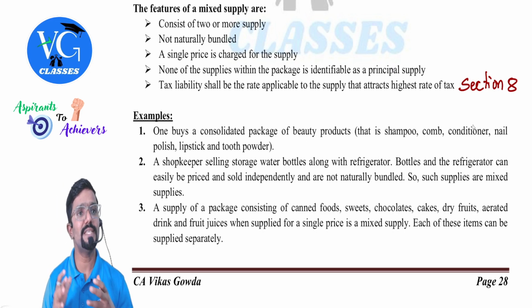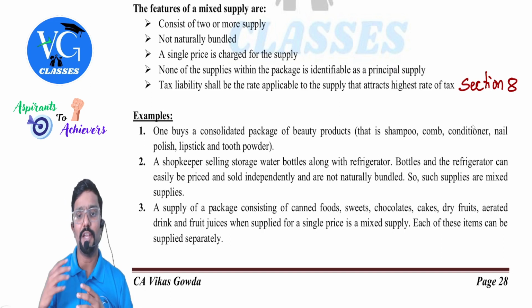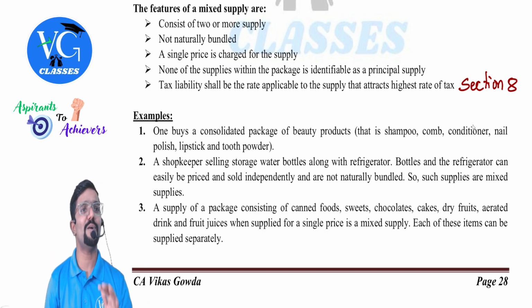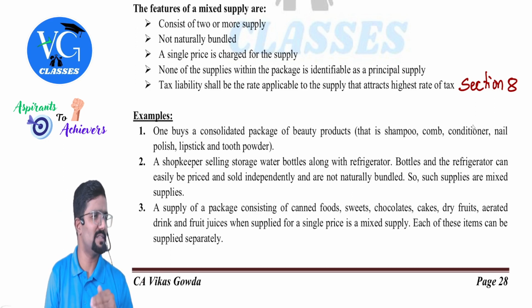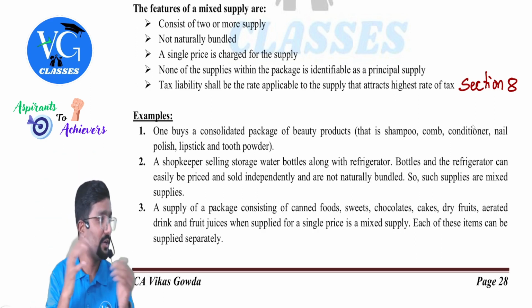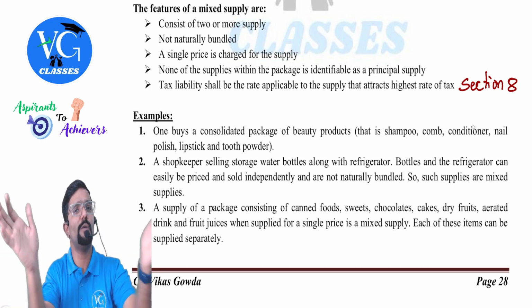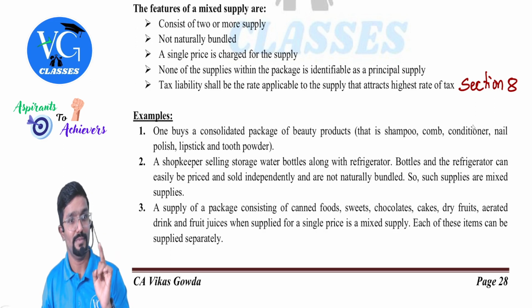Examples. One buys a consolidated package of beauty products, that is shampoo, comb, conditioner, nail polish, lipstick and tooth powder. Girls, can you answer? Is it a mixed supply or composite supply? Mixed supply. Because most of the time you buy these separately. Maybe one person here will tell, no, sir, I will want to buy it together. Why go to different shops to buy each of these? I will go to one shop where they will sell me as a combo. I will buy it. I told, majority.